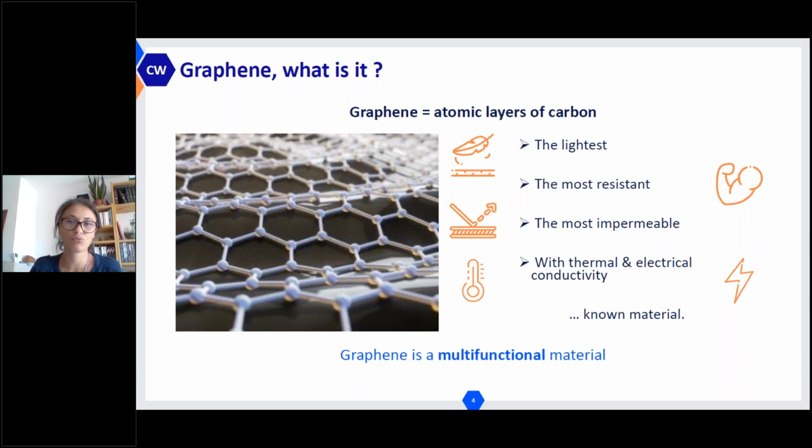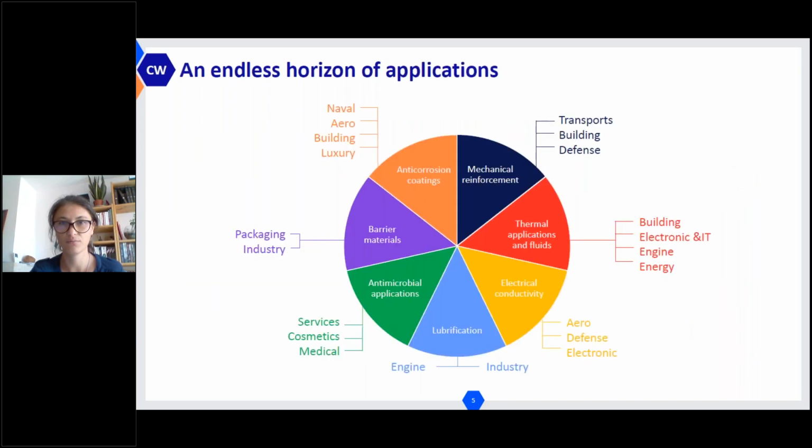And it also presents a very nice thermal and electrical conductivity for a non-metallic material. That's why we say that graphene is a multifunctional material. And as a multifunctional material, it could answer many applications in many industrial sectors. So here you can see that graphene can be used for thermal management application, for mechanical reinforcement in composites or polymer, for example, for electrical conductivity in defense or electronic application.